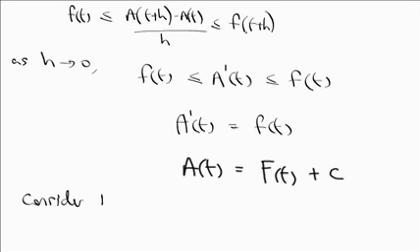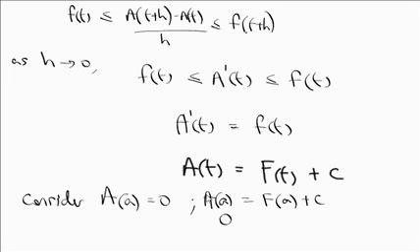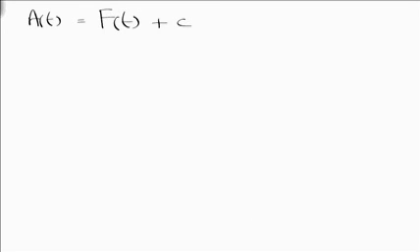Now consider what happens when t is equal to a. So what is A(a) equal to? That's the area between x equals a and x equals a, which is 0. So if we let t equal a in our equation here, we have A(a) is equal to F(a) plus c. If we substitute A(a) as 0, we can then rearrange to make c the subject, so c equals negative F(a), which we can now put into this equation here, replacing c. So A(t) is equal to F(t) minus F(a).